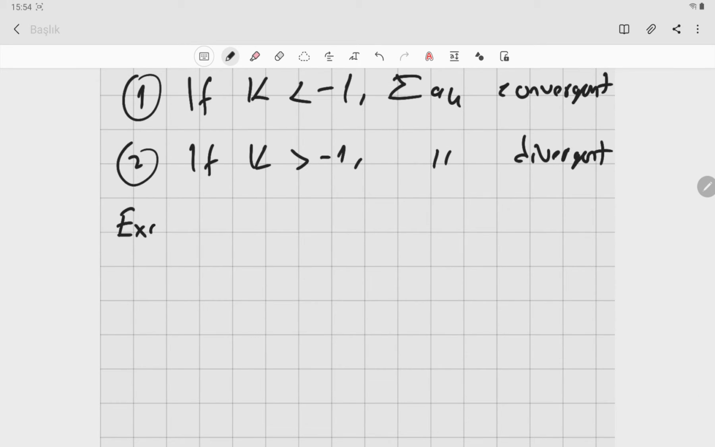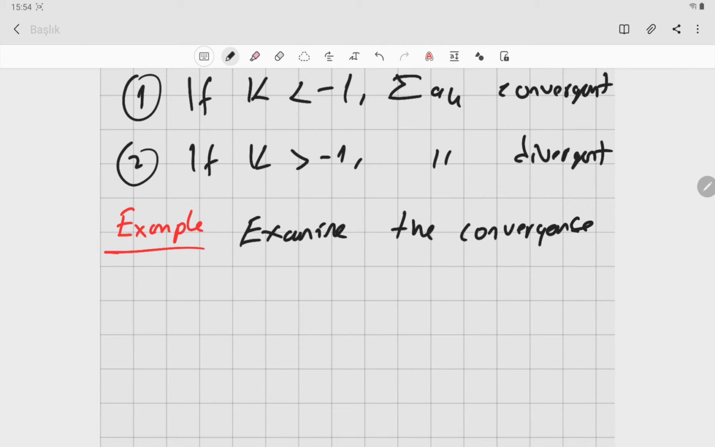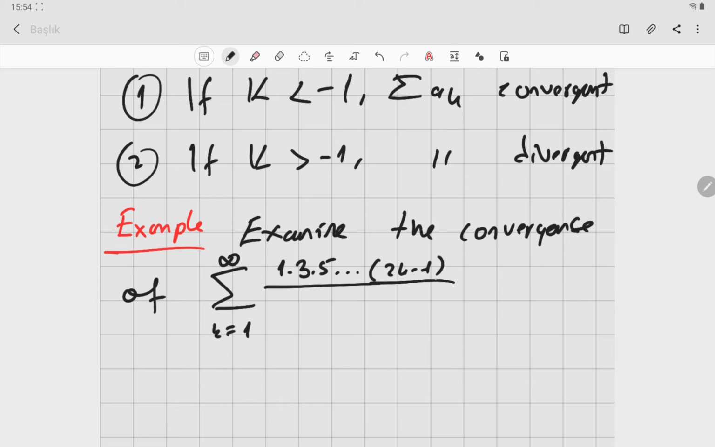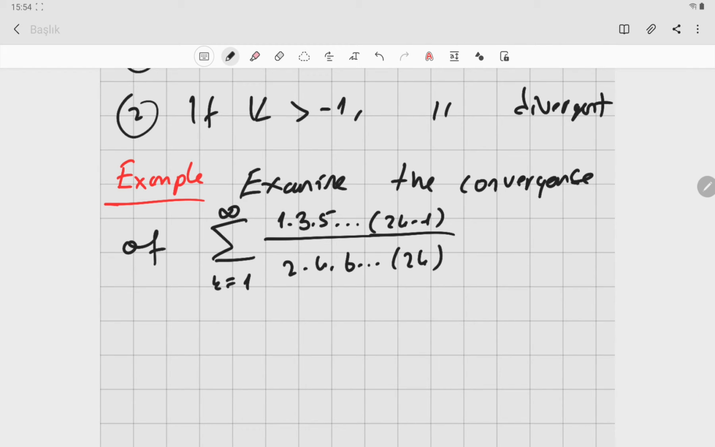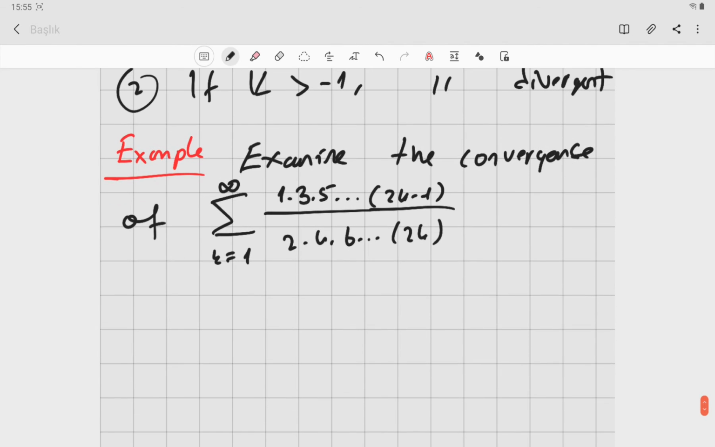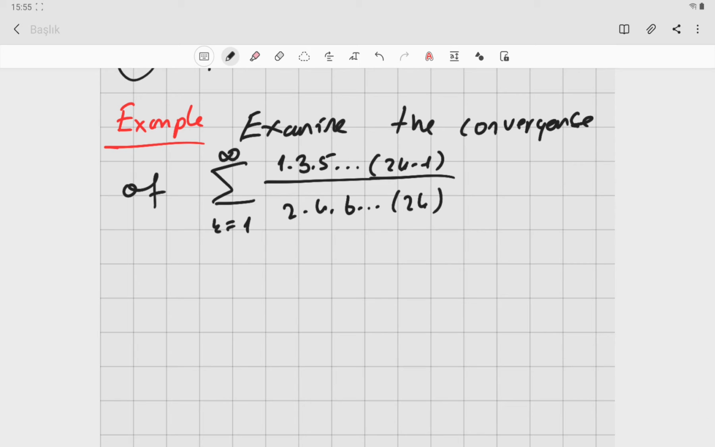An example: of course, always we may consider firstly the ratio test for such examples. Such a series, examine the convergence. We should consider firstly the ratio test, and if it doesn't work, then we should take the Raabe test, because the ratio test is simpler than the Raabe test.